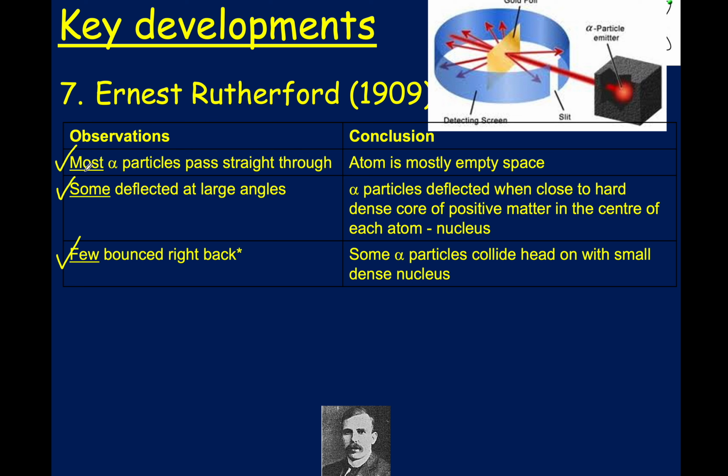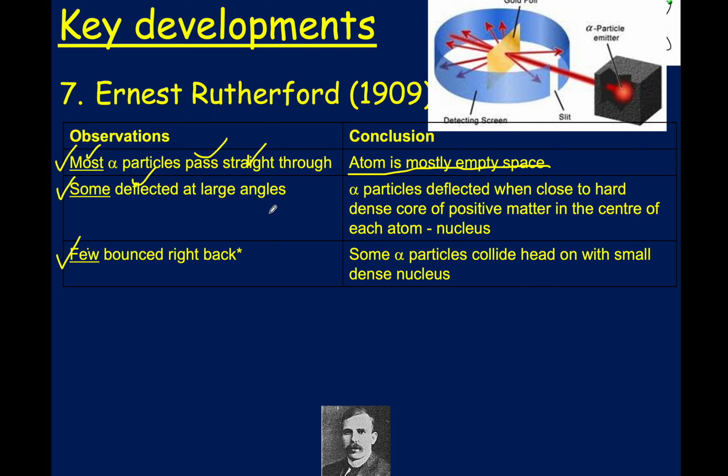I really want to see these words. So most pass straight through, some deflected, few bounced back or were reflected. He then used those observations to come up with the conclusion. So the fact that most went through tells us that an atom is mostly empty space. The fact that some were deflected, he worked out from that.